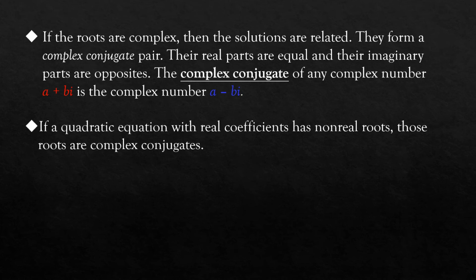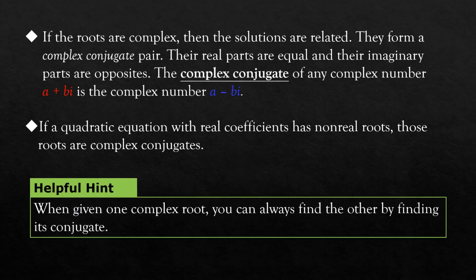If a quadratic equation with real coefficients has non-real roots, then those roots are complex conjugates. But it's also worth mentioning that the roots will always be either both real or both complex. You will never have a case with one real root and one complex root if the coefficients are real. So the takeaway here is that when given one complex root, you can always find the other simply by finding its conjugate. And once again, we find the conjugate of a complex number simply by changing the sign in the middle.